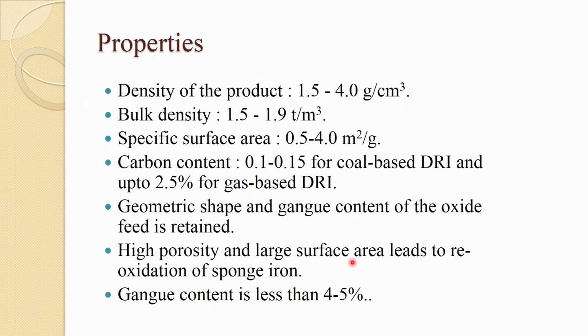High porosity and large surface area lead to reoxidation of sponge iron. So, high porosity is due to the reduction of the oxides, which creates a large surface area, and that leads to the reoxidation of it when it comes in contact with air. So, gangue content is less than 4 to 5%. So, that is why usually you get about 94% metallization or degree of metallization from most of these processes.